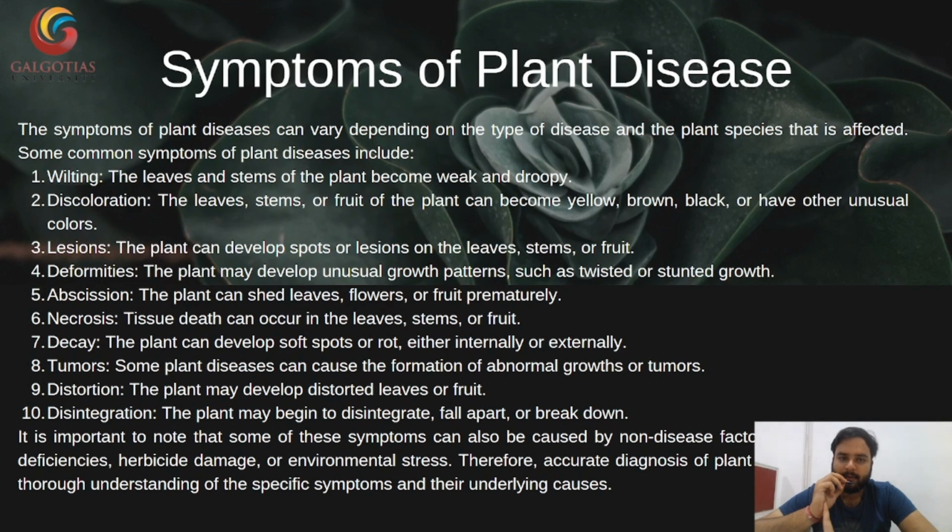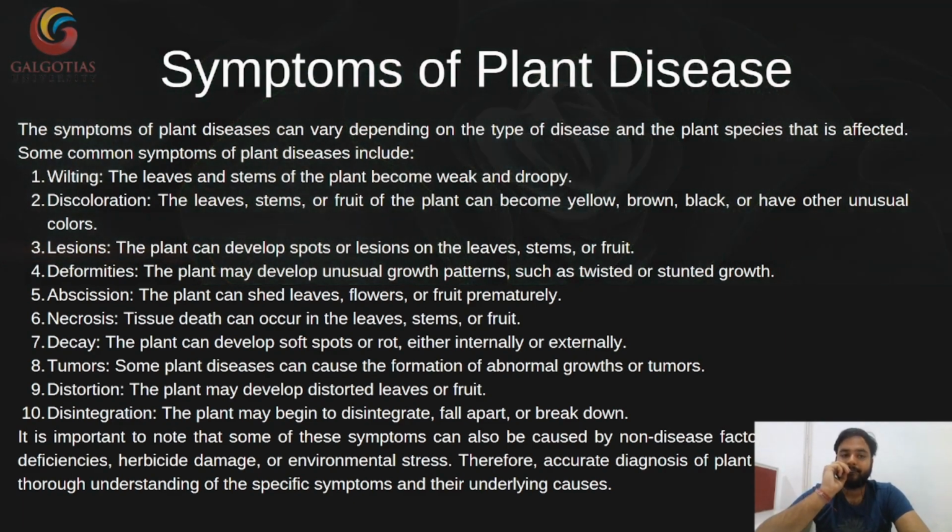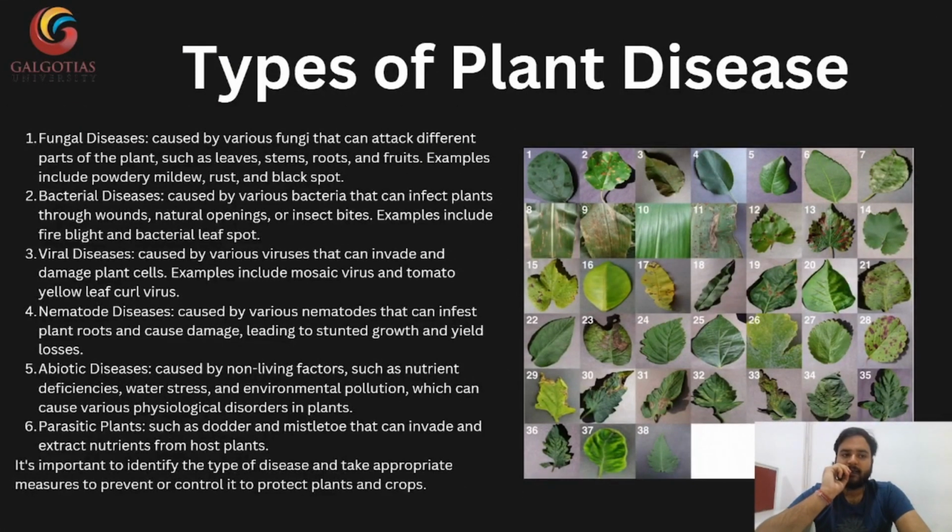Symptoms. Symptoms can be referred to as the unfavorable changes of a plant, like discoloring, wilting, lesions, deformities, abscission, recession, delay, etc. There can be many more symptoms of plant disease. We just have to take them into consideration, and we have to perform plant disease detection in a reliable, efficient, and cost effective manner. Types of plant disease can be fungal, bacterial, viral, nematode, biotic, parasitic, and many more.